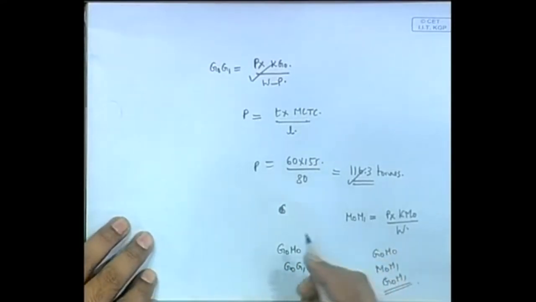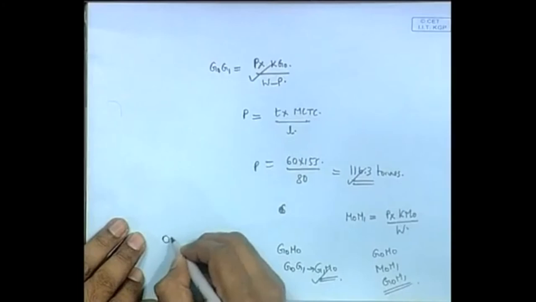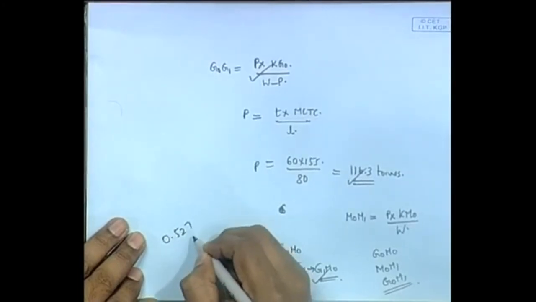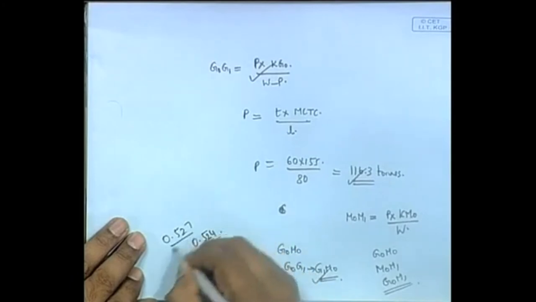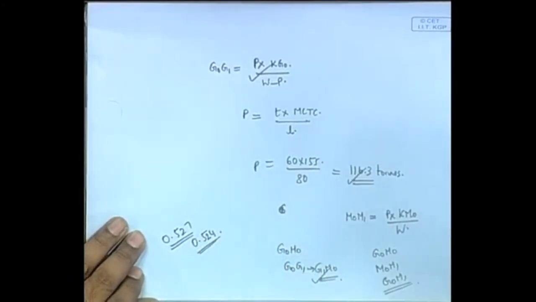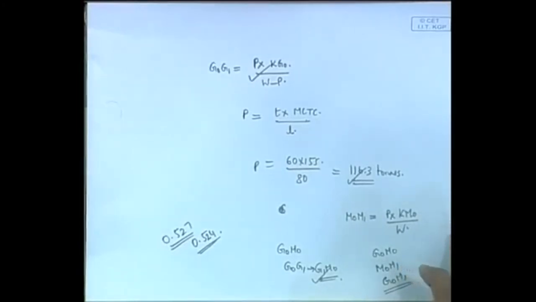So there is a slight difference between the two, 0.527 and 0.524. It is very small, almost negligible, because that much error will be there in your hydrostatic data anyway. You won't get it that accurate anyway.